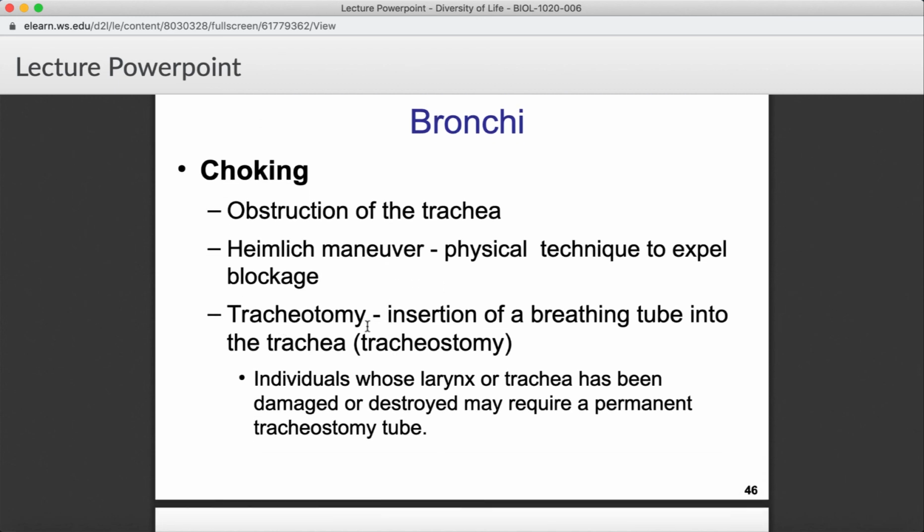Or you can do a tracheotomy, which is the insertion of a breathing tube into the trachea, which again, if you remember, has those cartilaginous C-shaped rings, and if you tilt your head back, you can feel those rings in your trachea. So for a tracheotomy, you would find those rings, make an incision in between them, and then stick a tube in there. That's useful if you can't get the obstruction out. Some people, if they have their trachea destroyed, or say it was removed because of cancer or something along those lines, then have a permanent tracheotomy to allow breathing.